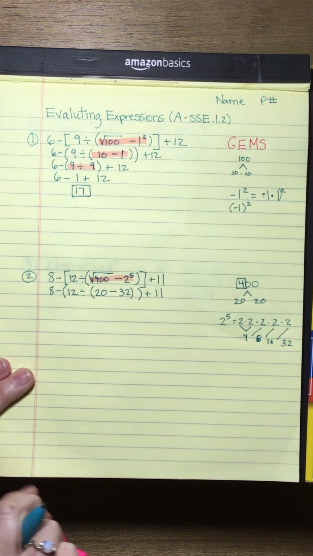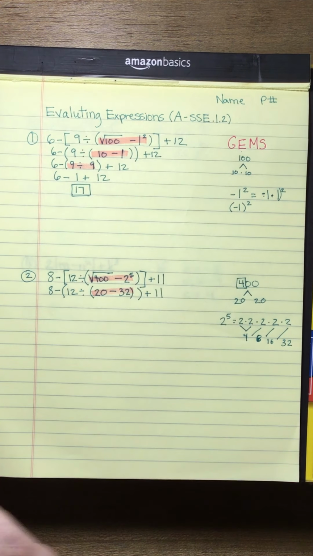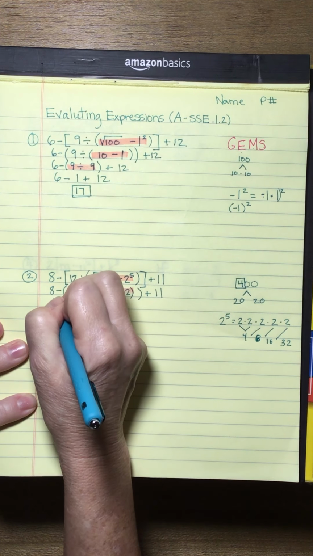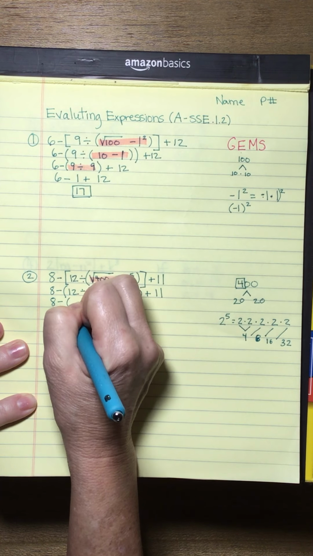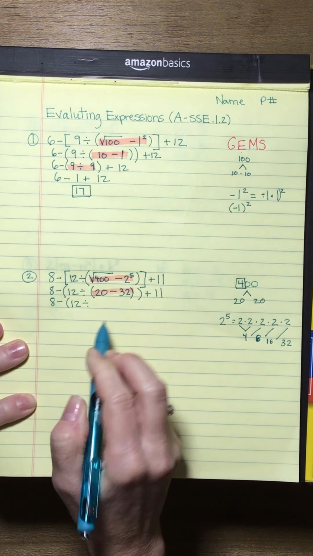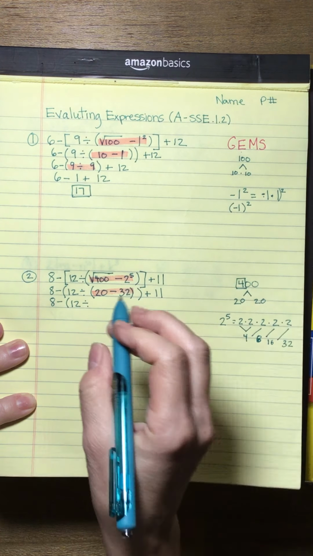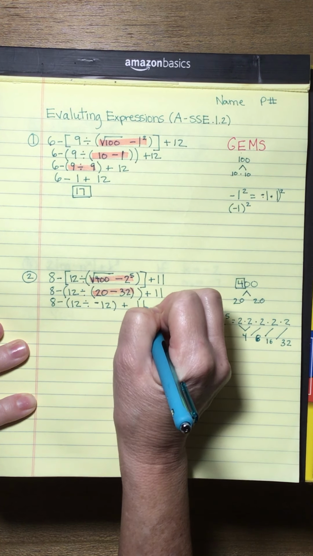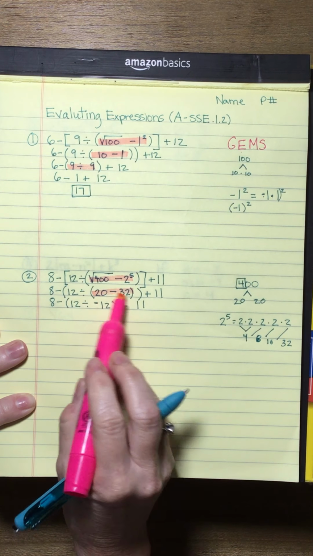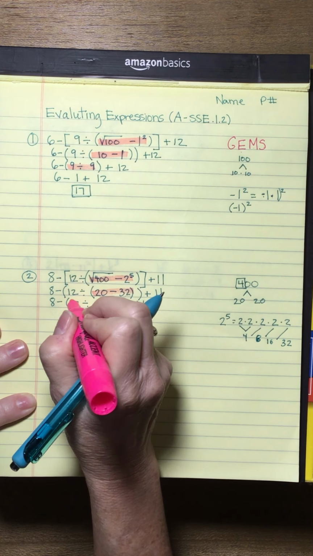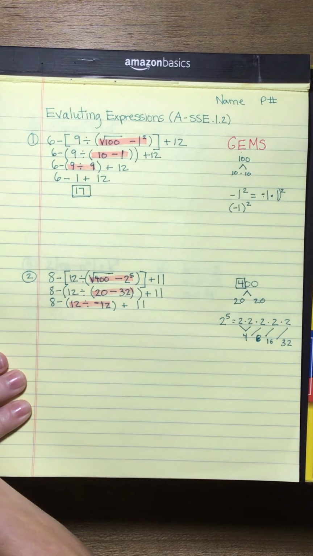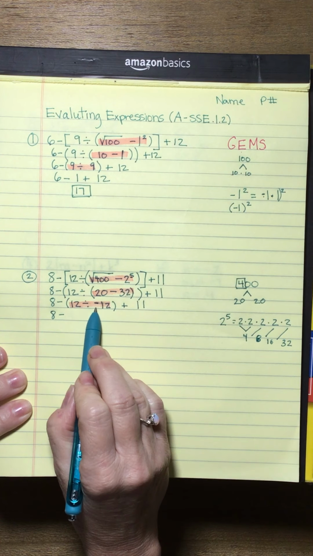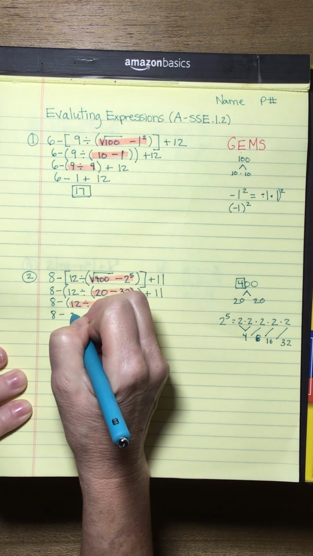Now, I know that, okay, I have to finish up what is in the inner groupings. So we have 8 minus 12 divided by, and 20 minus 32 will give us a negative 12 plus 11. So I dropped the parentheses off because I was done with everything inside there. So now I'm just working with this grouping, and we have 8 minus 12 divided by negative 12 is going to give us a negative 1.